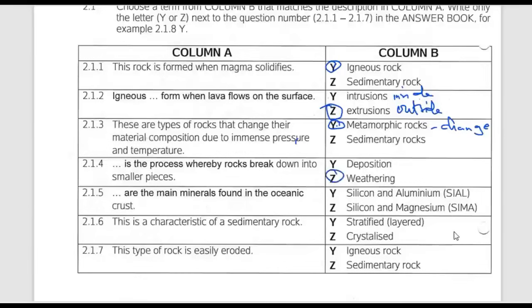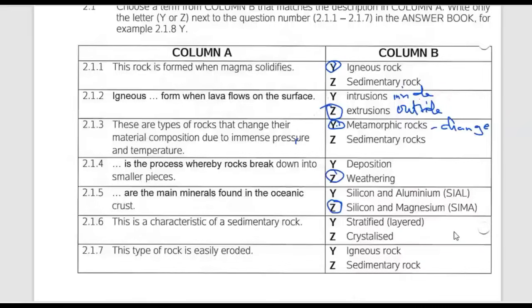Then we move on to the next question. Dash are the main minerals found in oceanic crust. Which one is the oceanic crust? The continental crust is the Sial. Then the oceanic crust is the Sima. So silicon and magnesium. Right.